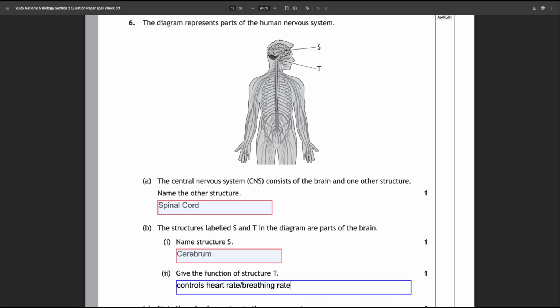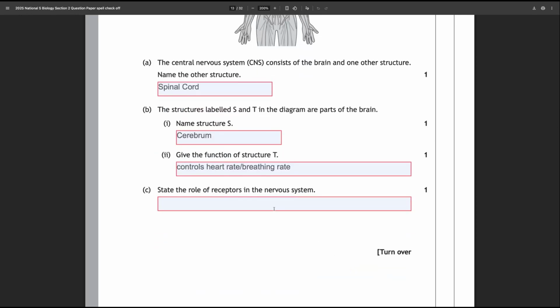Okay, you could also say something along the lines of it controls any involuntary or unconscious process within the body. That's not necessarily true, but it's true of some of those processes. And as I say, you get the mark anyway for saying controls heart rate and breathing rate, which is pretty much typically what I would teach my classes to write there.